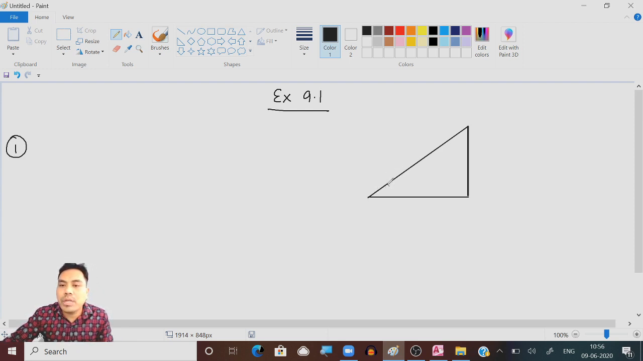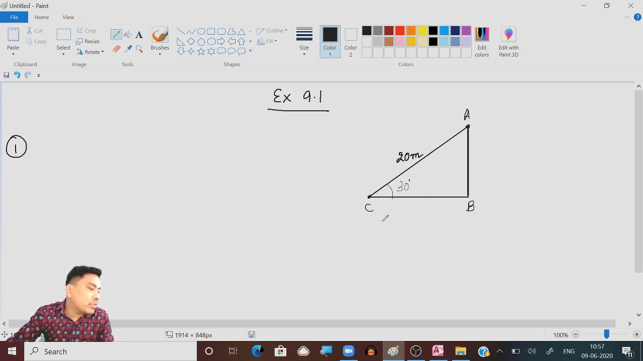degrees with the ground. Okay, the rope forms 30 degrees with the ground. Now let us suppose AB is the pole, and C is the point where the rope is tied on the ground, and A is the top of the pole. Now the length of the rope is given. It is given as 20 meters.